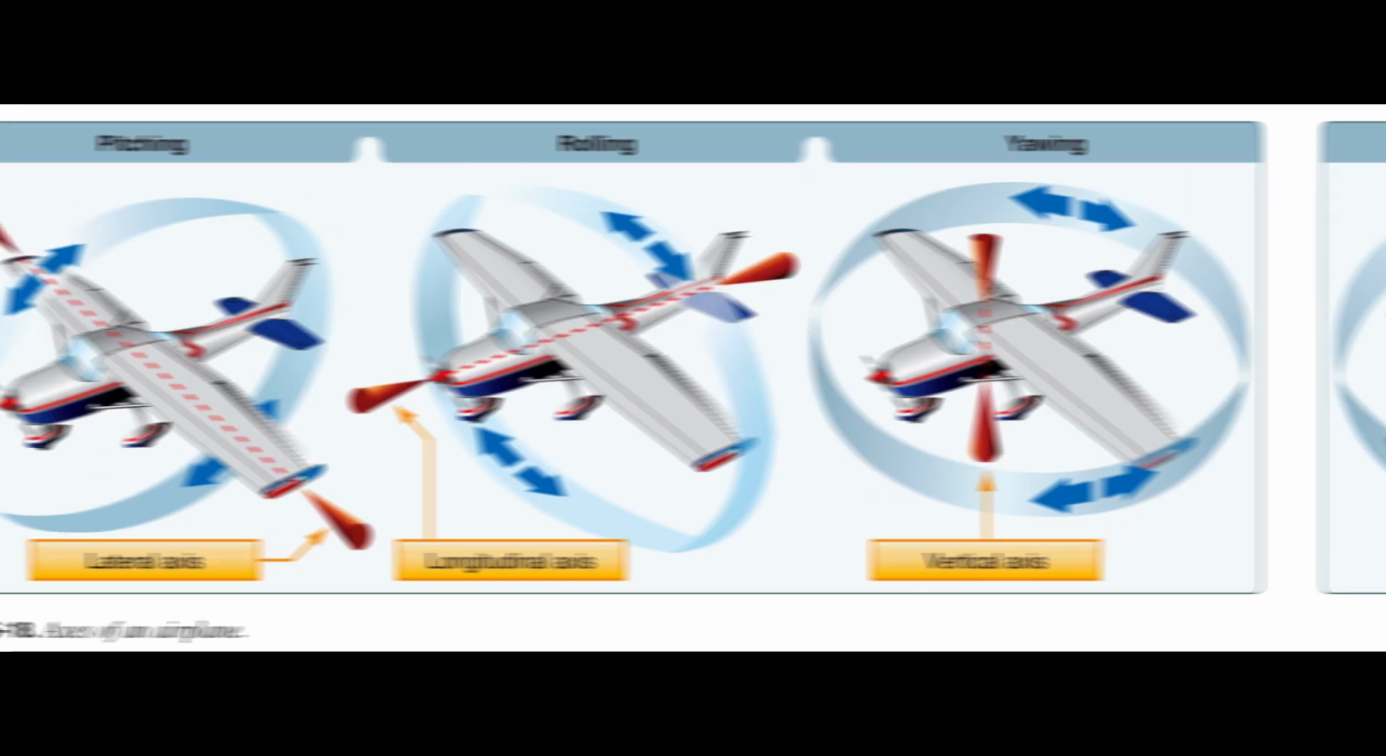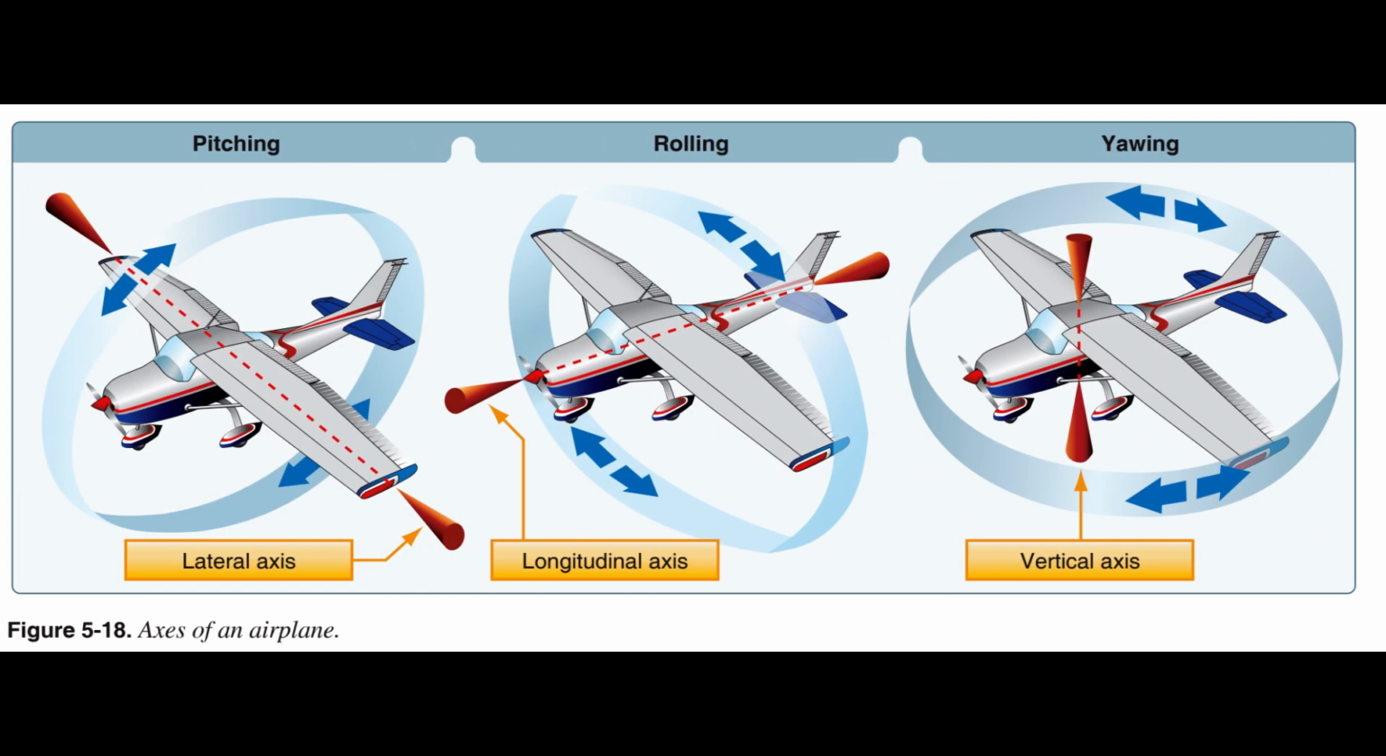Axes of an aircraft. The axes of an aircraft are three imaginary lines that pass through an aircraft's CG. The axes can be considered as imaginary axles around which the aircraft turns. The three axes pass through the CG at 90 degree angles to each other.